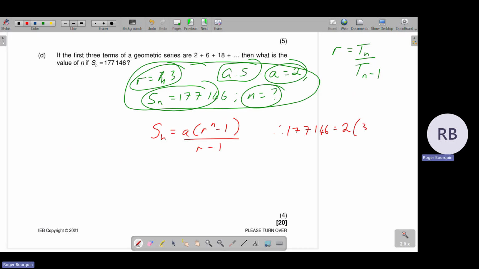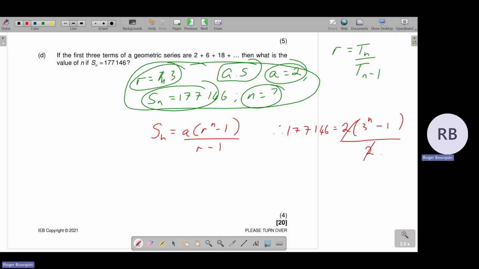Remember, if it's a negative, that negative has to go into a bracket. If r was negative 3, the negative 3 must be in a bracket. 3 to the n, watch where the 1 goes. Remember, in the Tn formula, the 1 is an exponent. Here, it's at the bottom end. Right, so I get 2 times (3 to the n minus 1) over r minus 1, which was what? 3 minus 1 gives you 2. Right, I've got to solve for n.